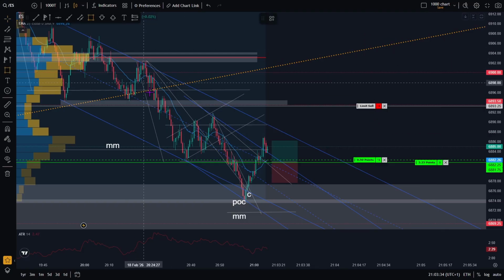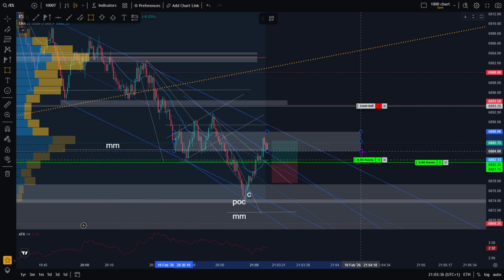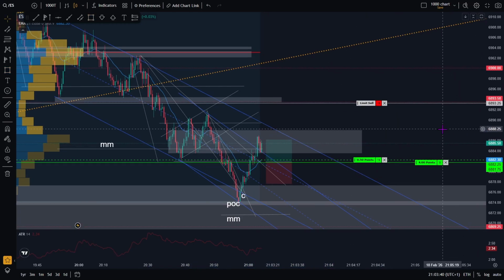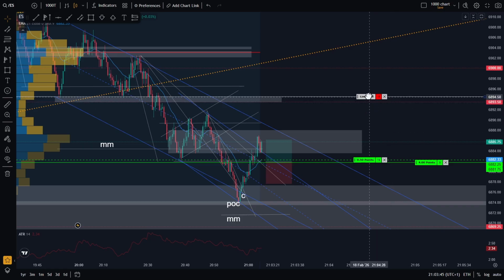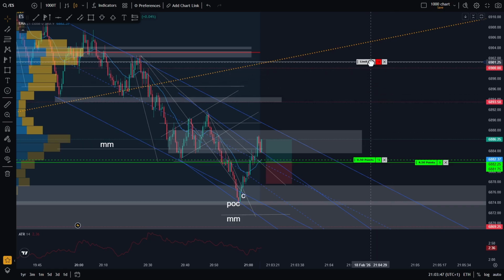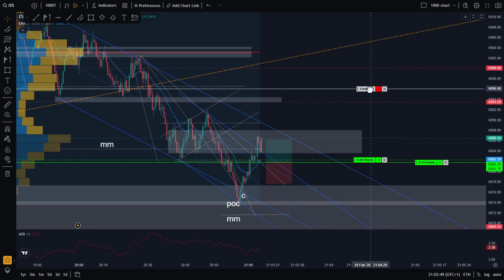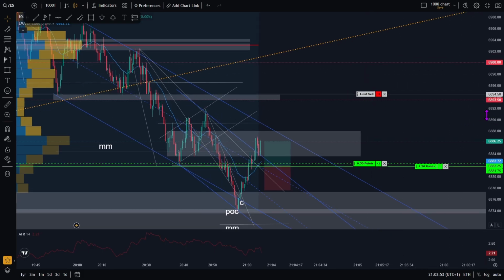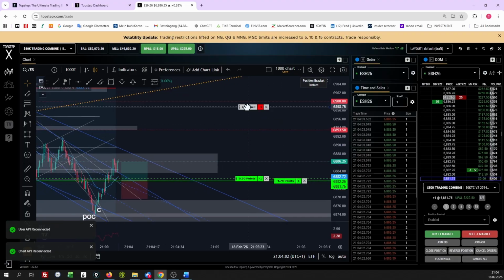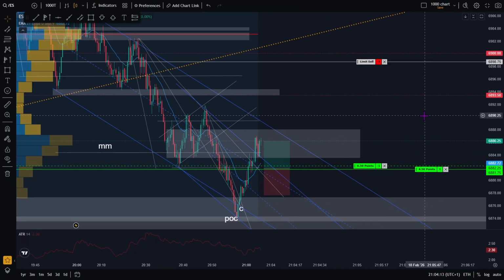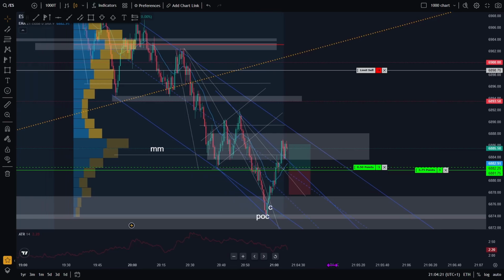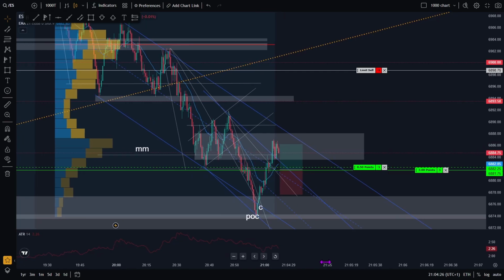And now we have a range here. And we are inside the range. Let's see if we break through this range actually. And I could imagine this could go to this level here. Okay, let's see. So now we are in a V reversal.